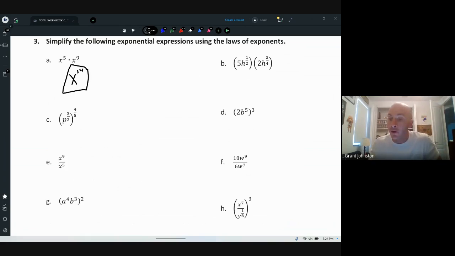On b, it's the same. Just don't let those parentheses confuse you. It's still 5h to the power of 1/2 times 2h to the power of 3/4. So we can multiply the coefficients. 5 times 2 is 10. And it's the exponents that we add. It's the 1/2 plus the 3/4. I can just use my calculator for that, or you can do it by hand. 1/2 plus 3/4 should be 5/4.